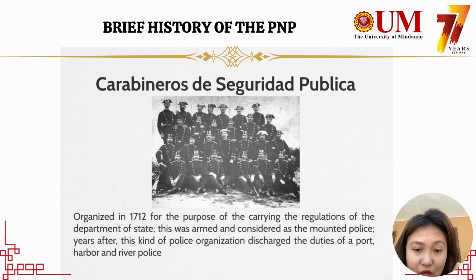And we have the Carabineros de Seguridad Pública. So this was organized in 1712 for the purpose of carrying out the regulations of the Department of State. So they were armed. They are considered as the mounted police. And this kind of police organization discharged the duties of a port, harbor, and river police.